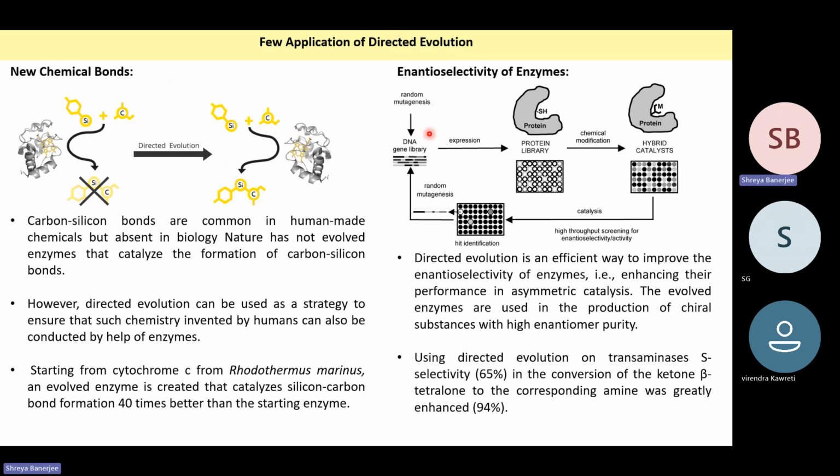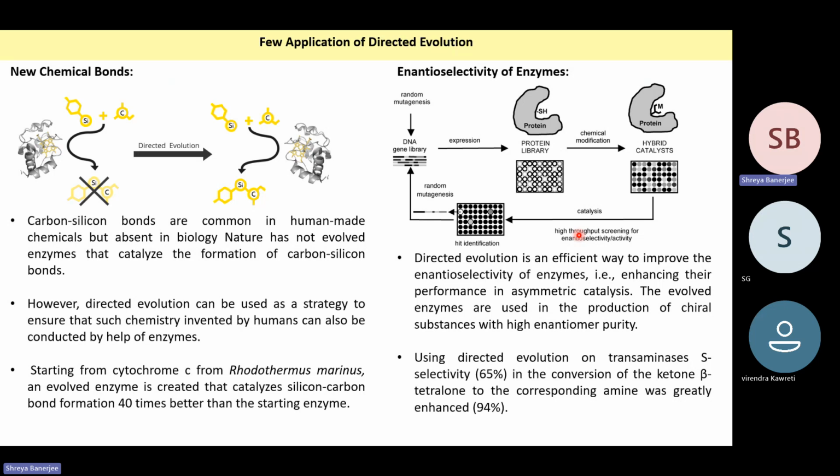Another application is enantioselectivity of enzymes. Directed evolution is an efficient way to improve the enantioselectivity of enzymes, that is, enhancing their performance in asymmetric catalysis. So we have seen in directed evolution, basically you can have random mutations in the DNA that can be expressed to get a library of proteins. Then in that library of proteins, you can carry out the chemical reaction and see whether that reaction is selective.